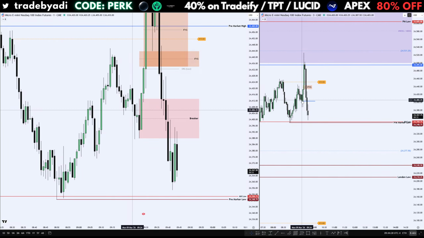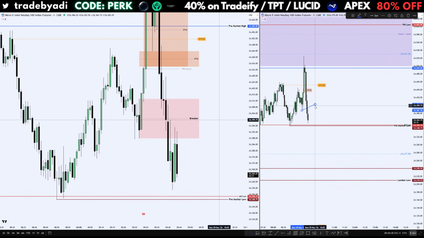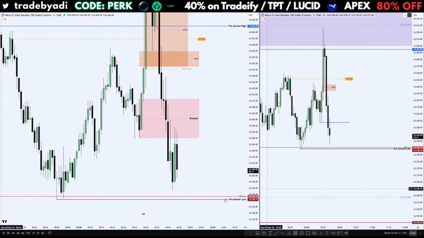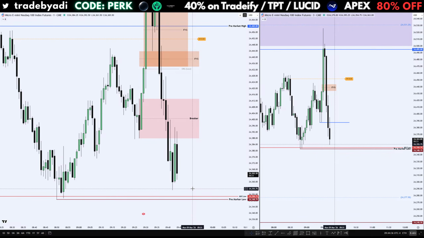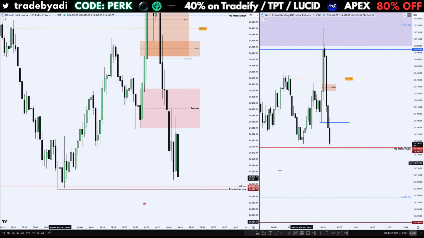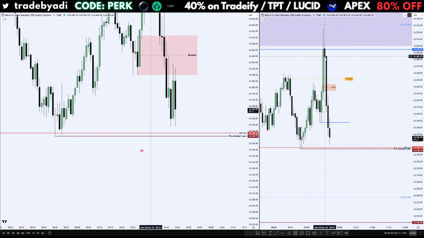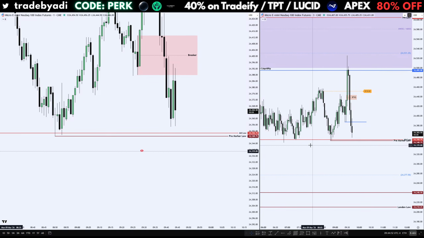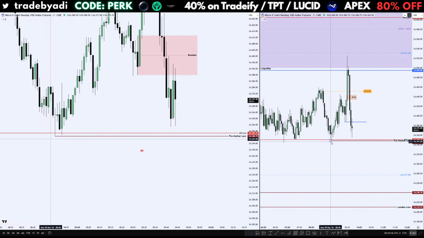On the 5 minute, if you see, we are getting a reaction from this breaker, the 5 minute breaker. Yeah, it can be. We just need a displacement and we have a good reaction. I want to see how the price is going to close the candle after taking this low. This is the main question for me.